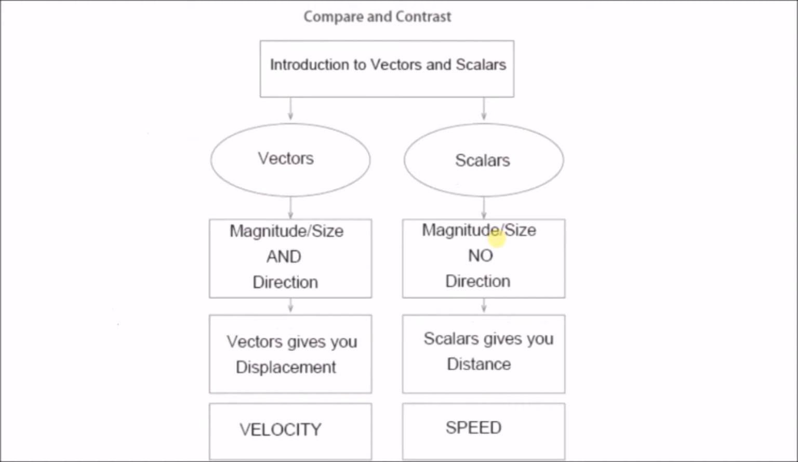Vectors and scalars. Please have a look at this compare and contrast image. Remember, that's a revision. We talked about something very important called vectors, and we also talked about scalars. They both have magnitude, or size, but the difference is that vectors have direction, whilst scalars don't. Vectors give you displacement, while scalars give you distance. Therefore, scalars will give you the speed of a moving object, whilst vectors will give you a velocity. Those are two very distinct things.